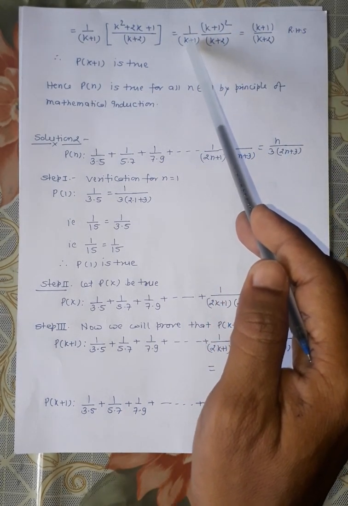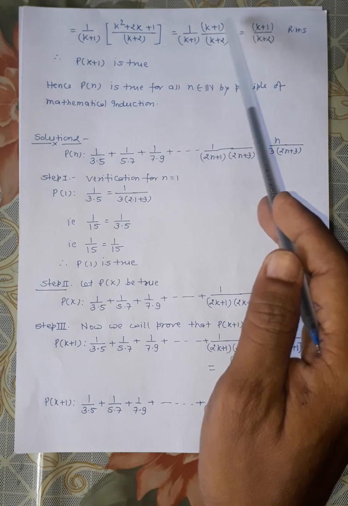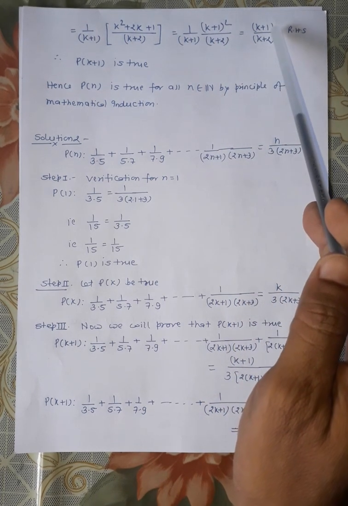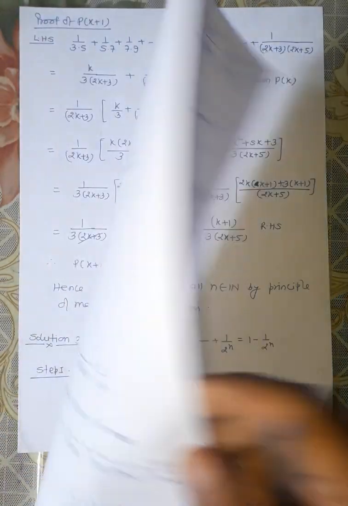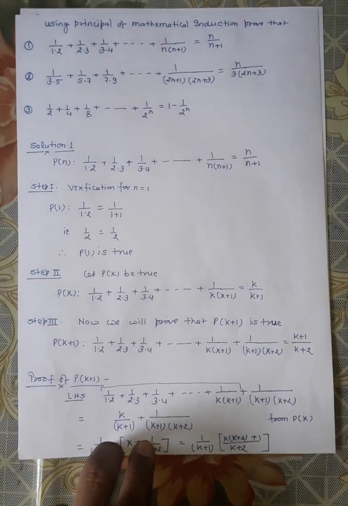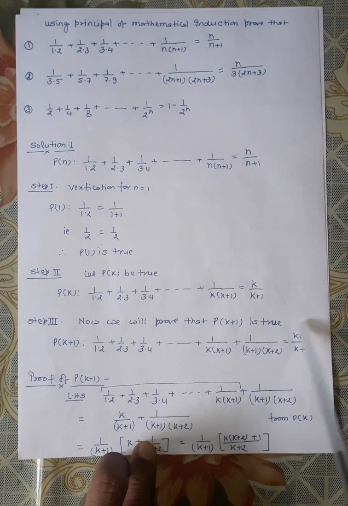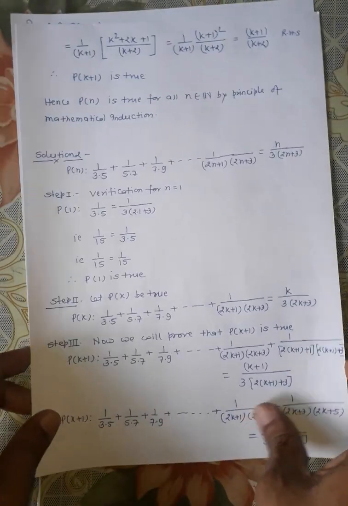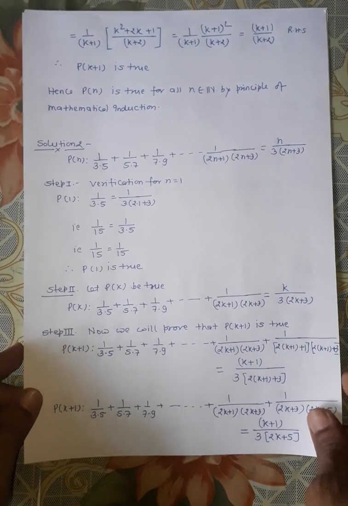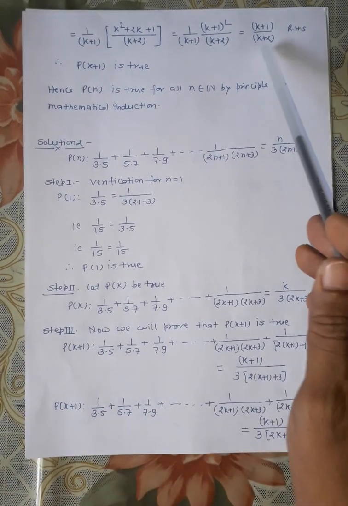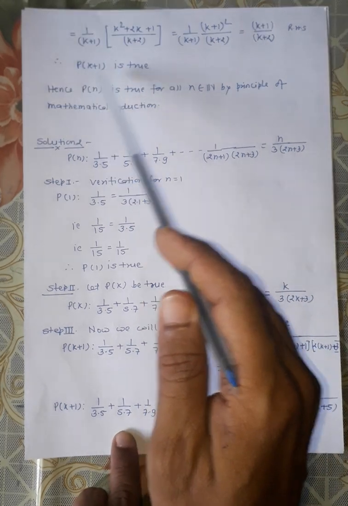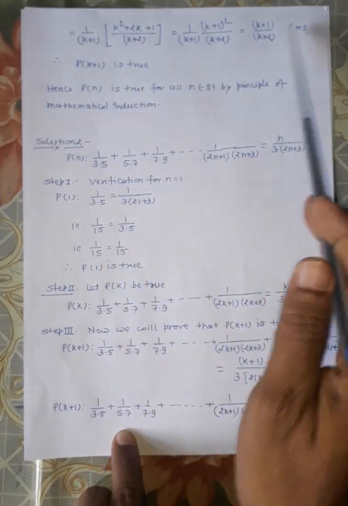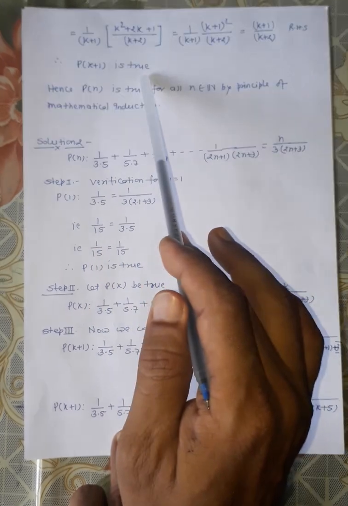K plus 1 is in the denominator and this is k plus 1 whole square. So one k plus 1 will be cancelled and finally we will have k plus 1 upon k plus 2, which was required and which was the right hand side of Pk plus 1. So after simplification we are getting k plus 1 upon k plus 2. This is the right hand side of Pk plus 1. It means Pk plus 1 is proved. LHS is equal to RHS. So we will write therefore Pk plus 1 is true.